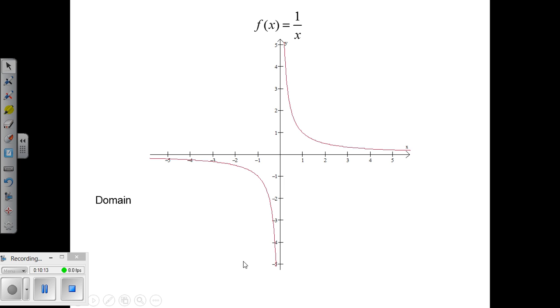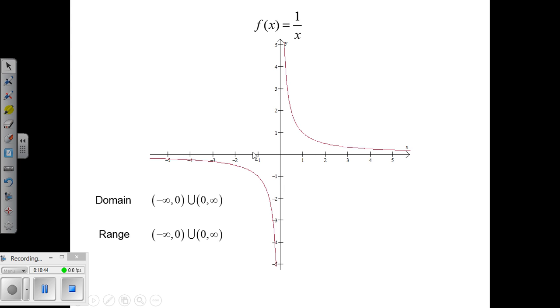So the domain cannot equal 0, but to say it cannot equal 0 is to say what it is not. To say what it is, it has to be listed from negative infinity to 0, in union with 0 to infinity. Why is the range the same as the domain? Because the asymptote is not only the x-axis, it is also the y-axis.